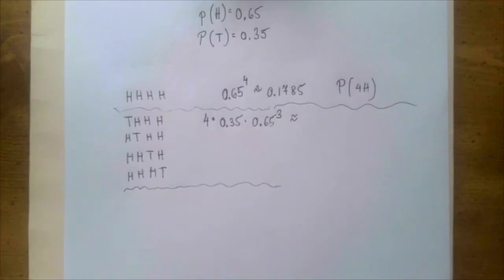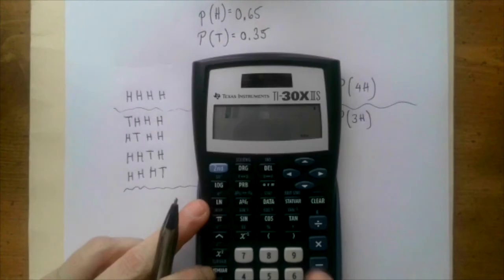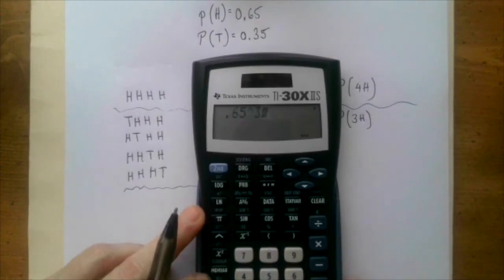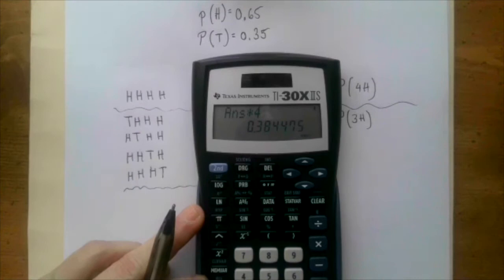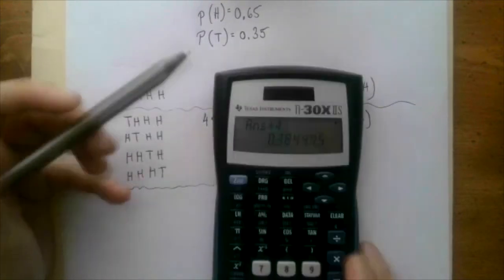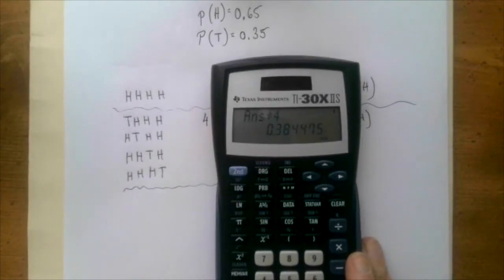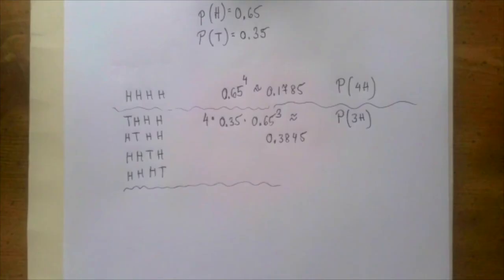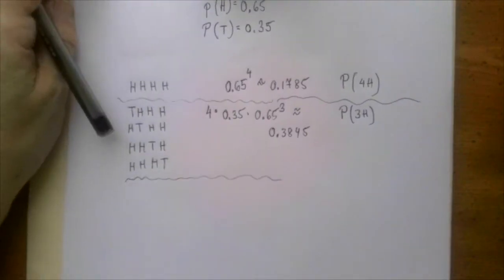So this was the probability of getting 4 heads. So now we're computing the probability of 3 heads. And so we get 0.65 to the 3rd power times 0.35 times 4, 0.384475. In the previous case, we rounded to 4 digits. So let's just keep doing that. So it's 0.3845.